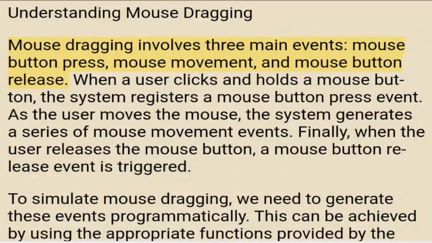Mouse dragging involves three main events: mouse button press, mouse movement, and mouse button release. When a user clicks and holds a mouse button, the system registers a mouse button press event. As the user moves the mouse, the system generates a series of mouse movement events. Finally, when the user releases the mouse button, a mouse button release event is triggered.